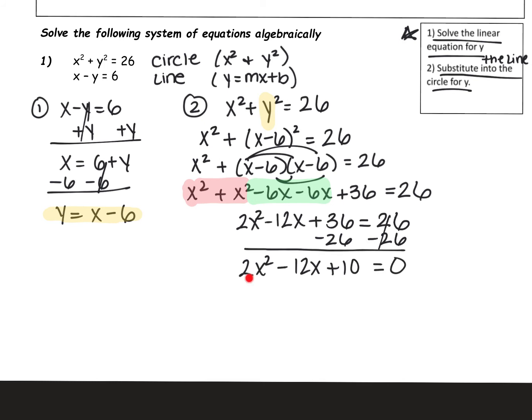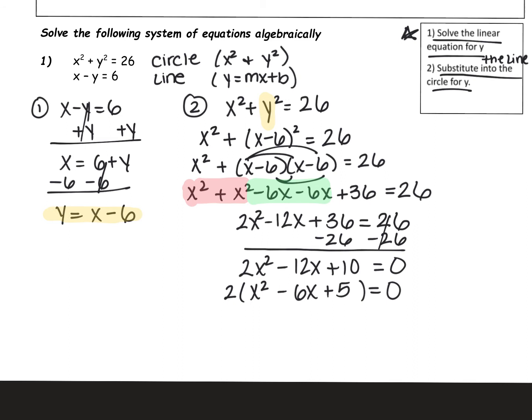Now, this is a trinomial that we can factor. Luckily, it looks like my 2 can be divided out amongst all of them, so I'm going to take out my GCF of 2, and I'll get x squared minus 6x plus 5. And how I got that: 2x squared divided by 2 is just x squared. Negative 12x divided by 2 is negative 6x. 10 divided by 2 is 5.